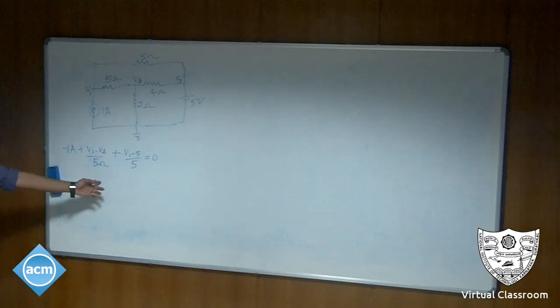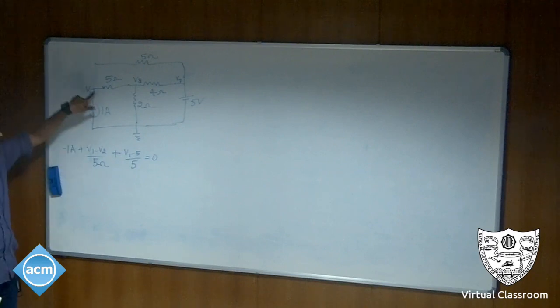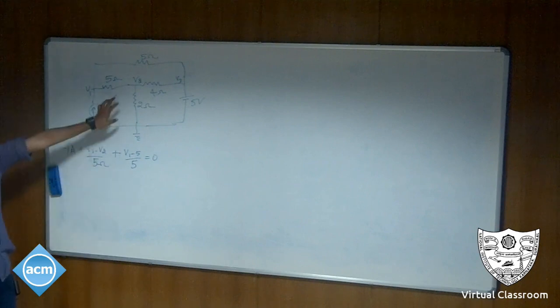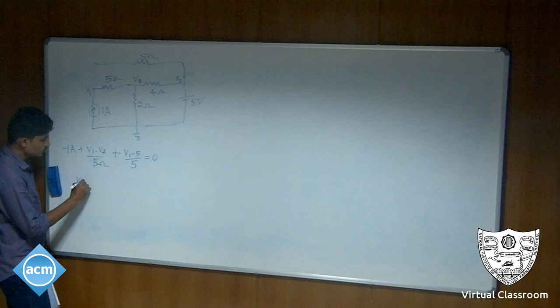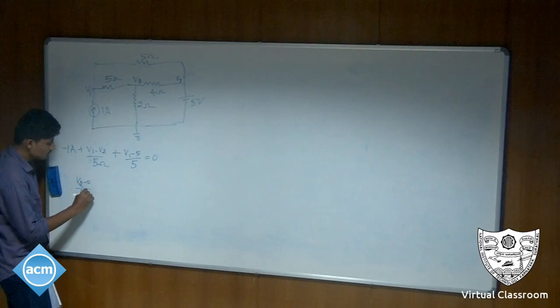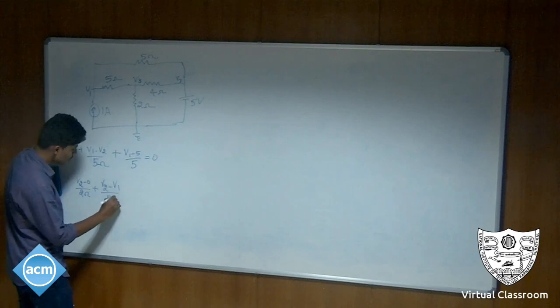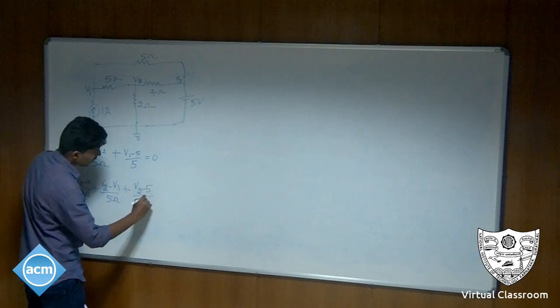This is the equation, correct. 1 amp is entering this node, so I write it as minus. Any current entering the node is negative, any current leaving the node is positive, that's the sign convention. And then you write V1 minus V2 by 5 ohms plus V1 minus V3, which is 5 volts, by 5 ohms, is equal to 0. Similarly, apply for V2 as well. V2 minus 0 by 2 ohms plus V2 minus V1 by 5 ohms plus V2 minus 5 by 4 ohms.